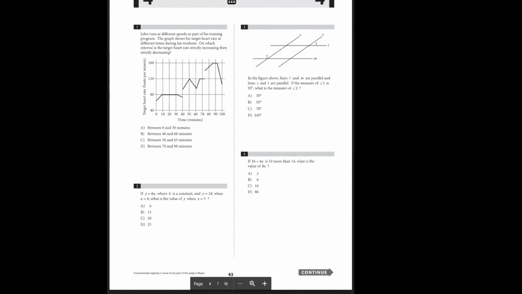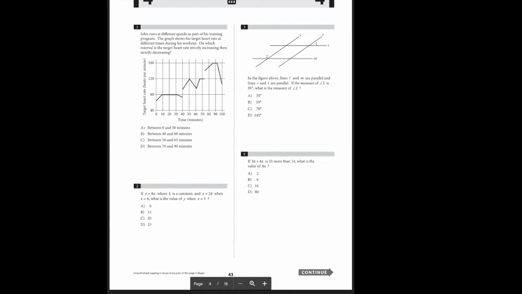As I said in the last class, the problems normally progress in difficulty as you go on through the test. So these problems right over here are expected to be very easy. I'll do number 3 just because it's a review of geometry as well.